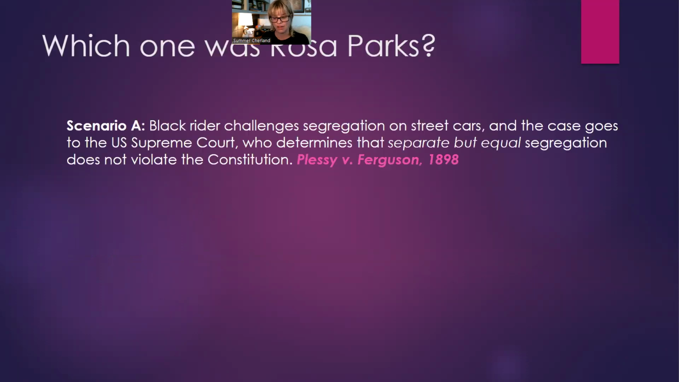Let me explain. Scenario A. A black rider challenging segregation on a streetcar. The case goes to the United States Supreme Court, who then determines that separate but equal or segregation is constitutional. That happened in 1898 with a person named Homer Plessy. So this is Plessy v. Ferguson, 1898. This is 70 years before the 60s, so the passage of the Civil Rights Act. This is close to 60 years before Brown v. Board. So this is actually the establishment of segregation as a legal measure, not the reversal.